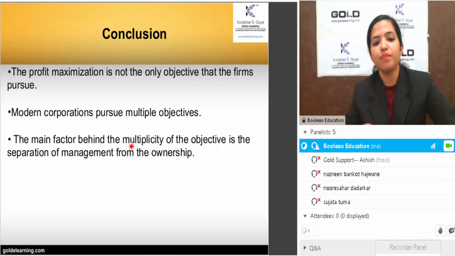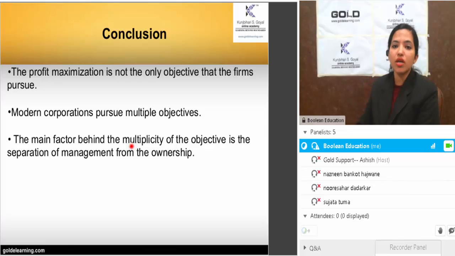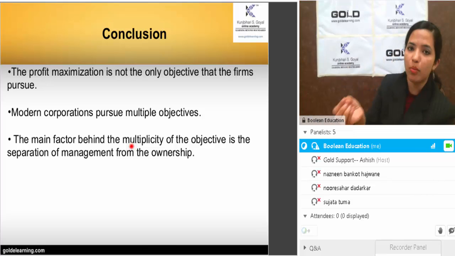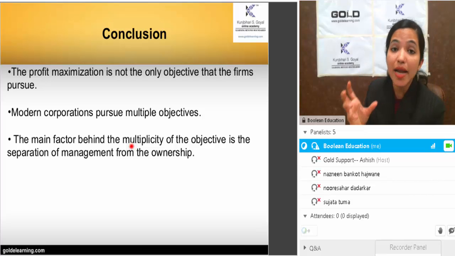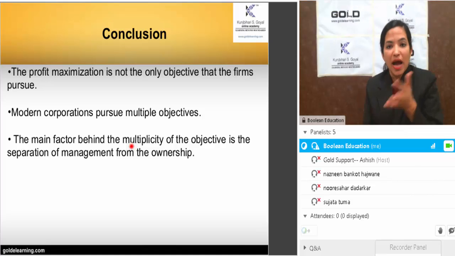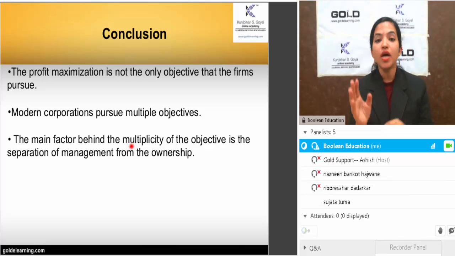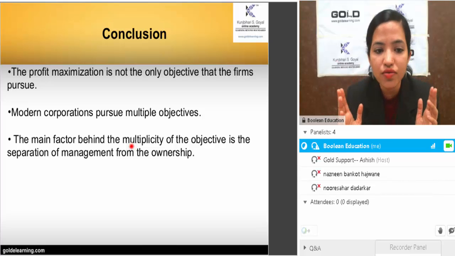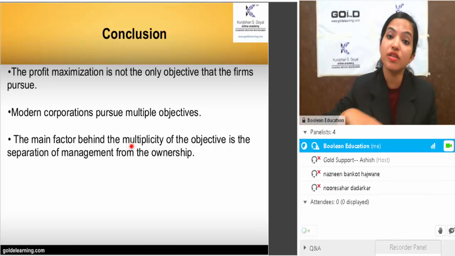The main factor behind the multiplicity of the objectives is the separation of management from the ownership. सिंपल चीज है, why new economists and the modern economists think that firms have many objectives. बेसिक रीजन इज ओनली वन कि ओनरशिप और मैनेजमेंट आर टू डिफरेंट थिंग्स. मीनिंग, managers are looking after the everyday working of the firm and owners, they are concerned and they are worried about profit. सो जब मैनेजर और ओनर दोनों अलग अलग हो गए, पहले मैनेजर और ओनर एक ही था तब प्रॉफिट मैक्सिमाइजेशन वाज देयर एम. अभी मैनेजर और ओनर अलग अलग हो गया, ड्यू टू विच रीजन नाउ अलोंग विद प्रॉफिट मैक्सिमाइजेशन अदर ऑब्जेक्टिव्स आर क्रूशियल, अदर ऑब्जेक्टिव्स आर मोर इम्पोर्टेंट.